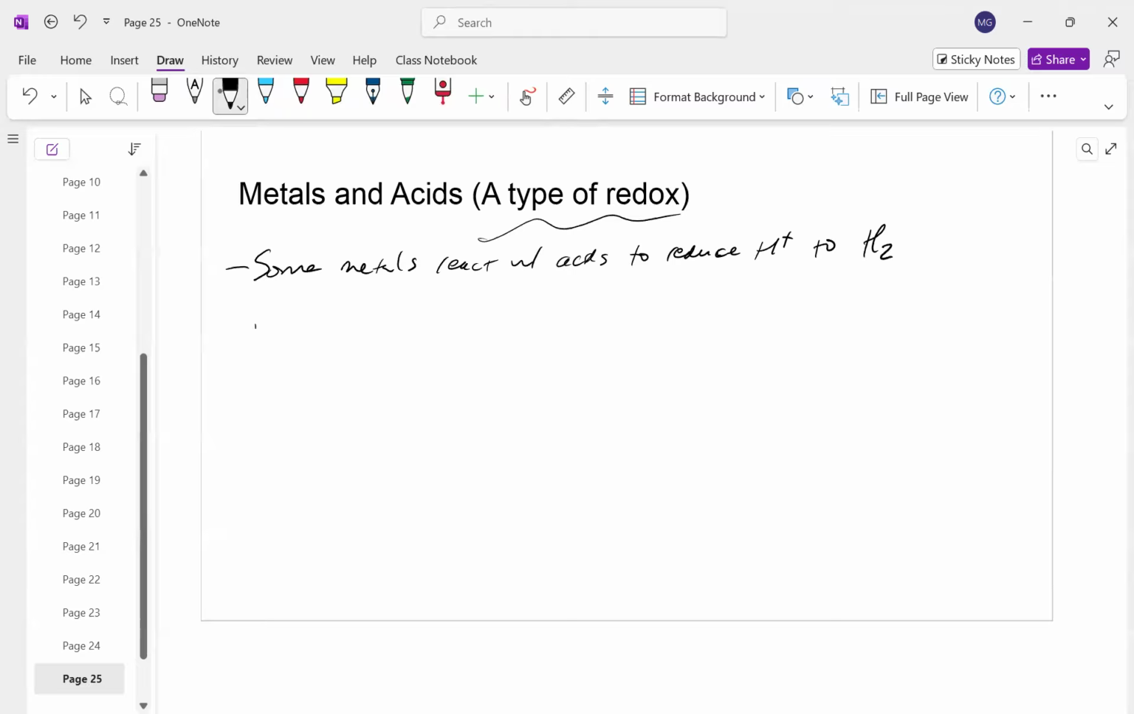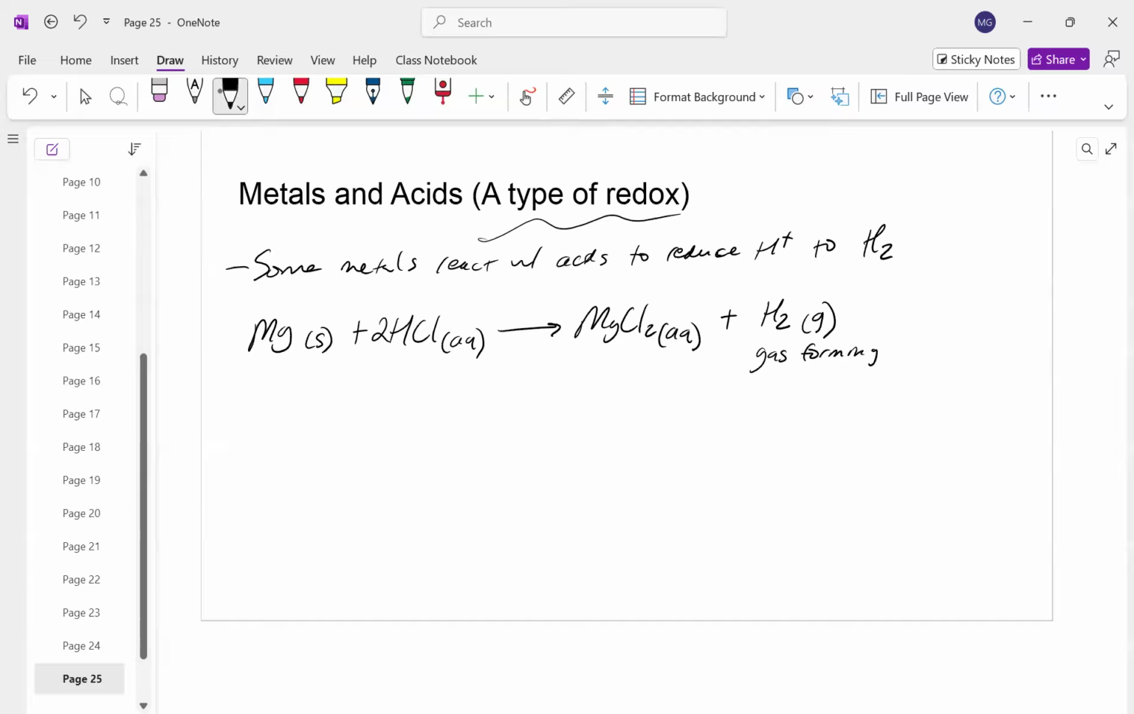So one example that you did in lab was you took magnesium metal and you added hydrochloric acid to it, and it produced magnesium chloride, which is soluble in water. So you didn't see that. But what you did observe was as the magnesium disappeared, hydrogen gas was formed. You saw the bubbles being evolved. So this is also kind of technically a gas forming reaction, which we talked about earlier.